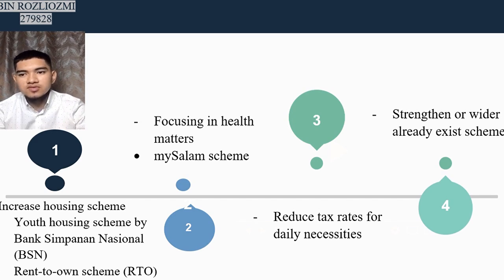With this kind of scheme, the percentage of poor people struggling with disease may decrease. Next, the government may reduce the tax rates for daily necessities, such as a reduction in tax payments. It can give satisfaction to people in everyday life, and they will be able to purchase other needs. Last, strengthen or widen the already existing schemes.